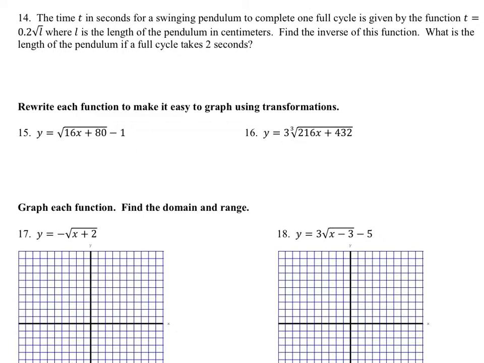Today we are looking at finishing up our 6.5 to 6.8 Algebra 2 practice test, starting with number 14. So we've got our model here, which says that the time t in seconds for the pendulum to complete a cycle is equal to 0.2 times the square root of L, where L is the length of the pendulum in centimeters. They want us, first of all, to find the inverse of the function.